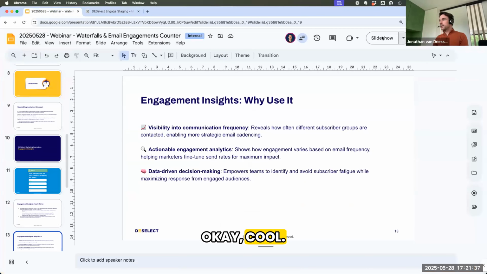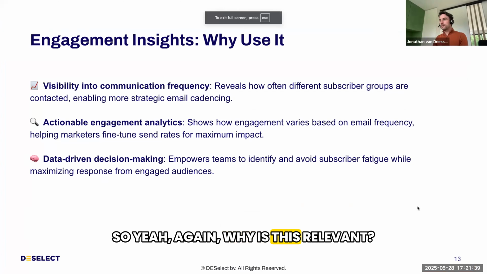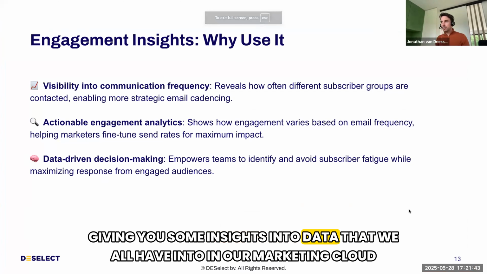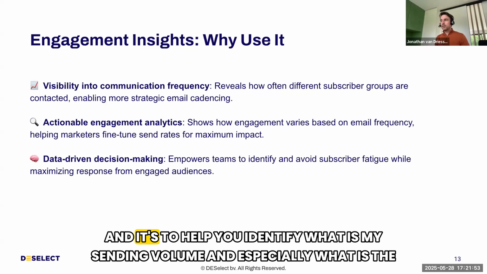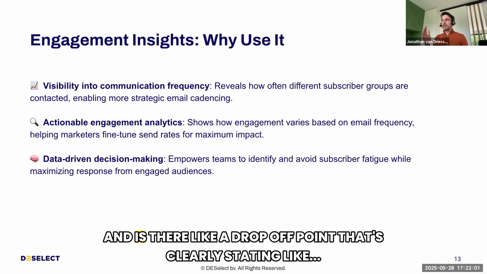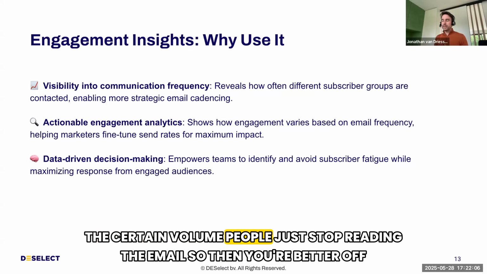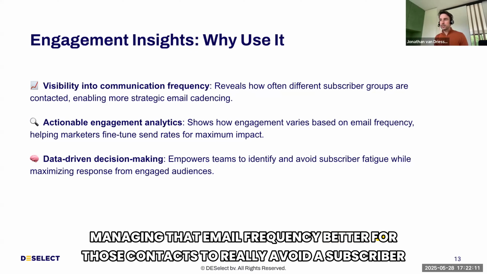Okay, cool. So again, why is this relevant? Giving you some insight into data that we all have in our Marketing Cloud environments. It's not that straightforward to actually make this kind of graph and get that insight. It's to help you identify what your sending volume is, and especially what the relationship is with your engagement, and whether there is a drop-off point clearly showing that at a certain volume people just stop reading the email. Then you're better off managing that email frequency better for those contacts to really avoid subscriber fatigue.